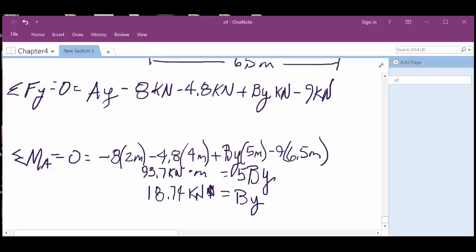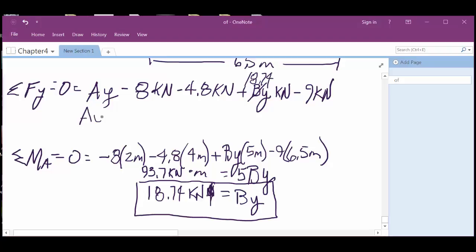Up. It's an ugly arrowhead, isn't it? The meters canceled out, right? We had 5 meters here, so 93.7 kilonewton meters divided by 5 meters, and the meters cancel out, so you're left with kilonewtons. Okay, so you take that By and substitute it in up here, 18.74. AY stays where it's at. Everything else goes to the other side of the equation. 8 plus 4.8 plus 9 minus 18.74 should come out to be something like 3.06 kilonewtons. It did come out a positive value, so we had said it was going up, therefore it is.